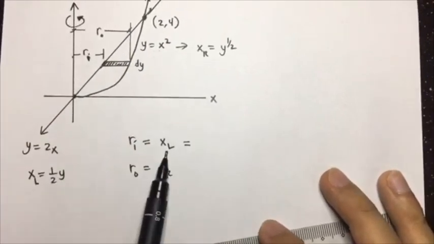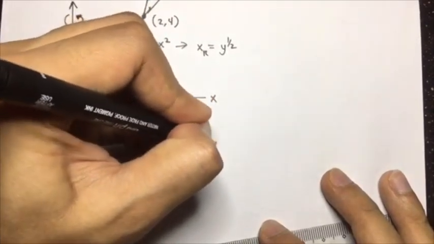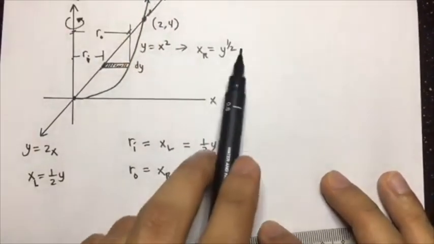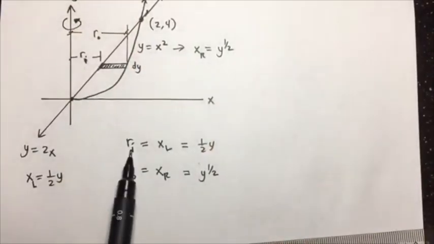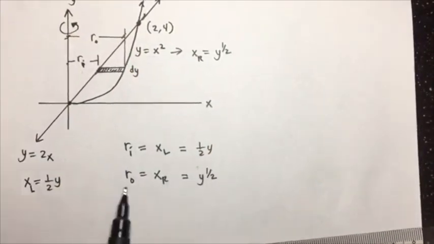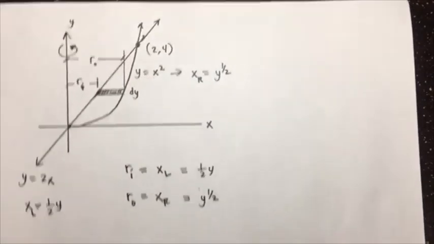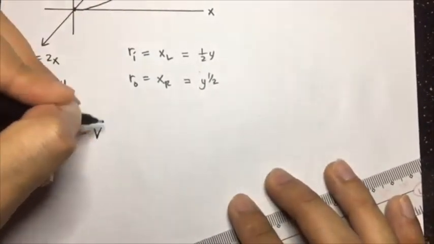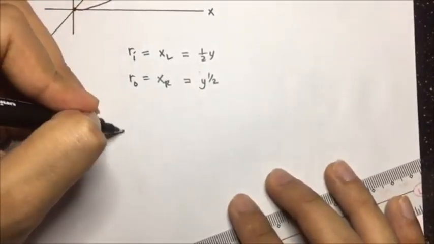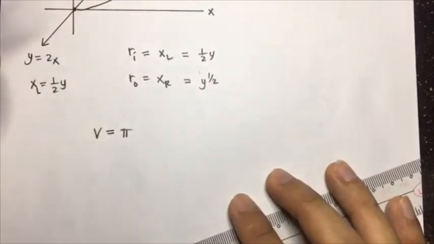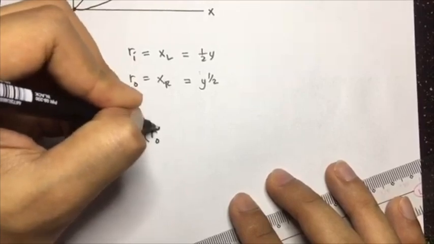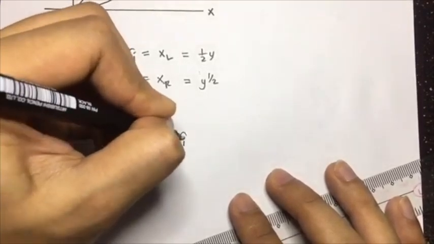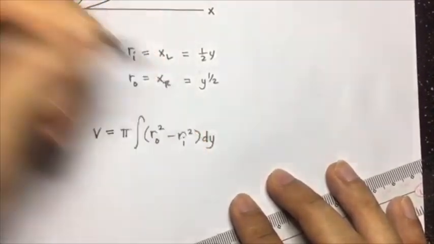Okay, so xl is 1/2 of y, and then xr is y raised to 1/2. Okay, so that is our inside radius and the outside radius respectively. So therefore, from the general formula of rings, volume is equal to pi integral of outside radius squared minus inside radius squared dy.